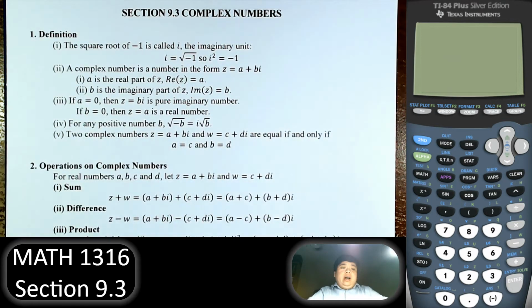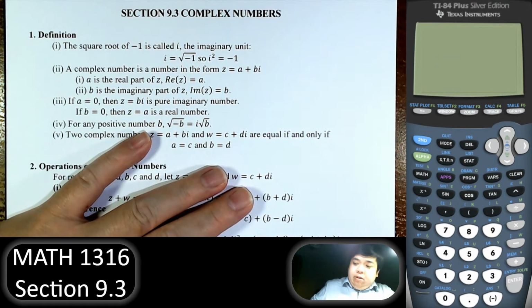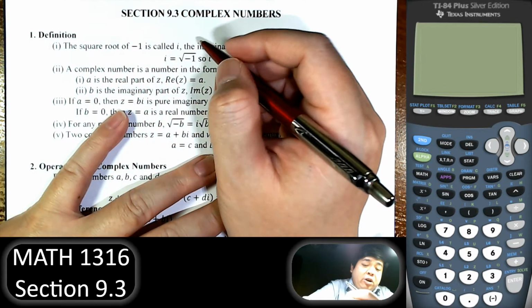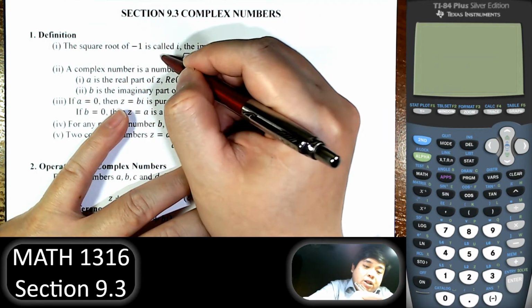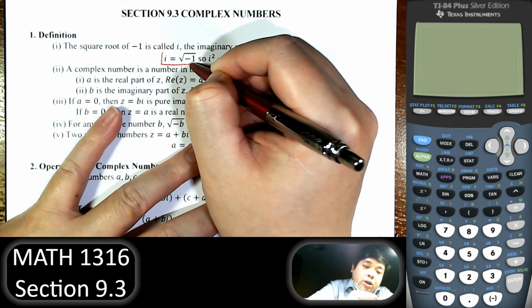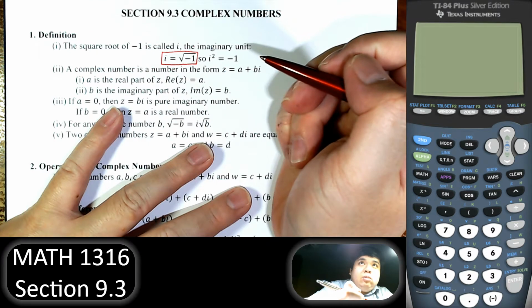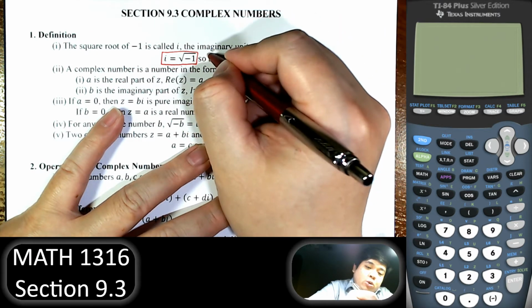So, review. First, we define the square root of -1 as the imaginary i, or imaginary unit. So i is equal to the square root of -1, or i squared is equal to -1.